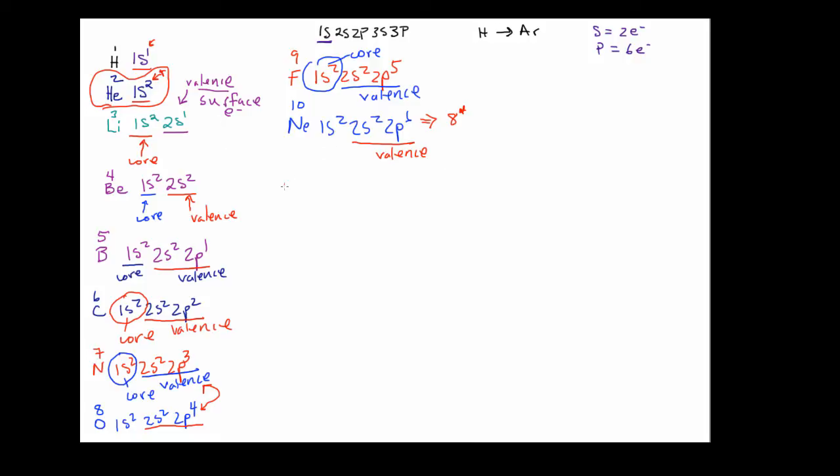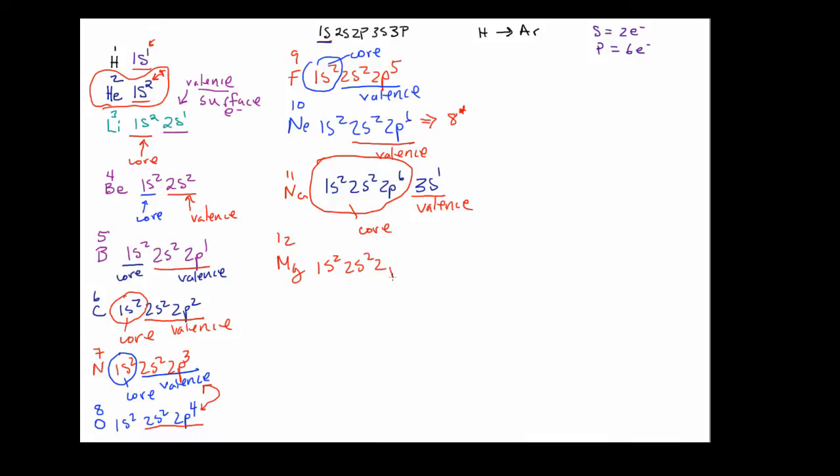All right, now from neon we move to sodium. We're now in period 3, moving towards argon. And what we're going to have here will be 1s2, 2s2, 2p6, 3s1. Okay, here's my outer valence. Okay, here's my core. All right, next element to the right, magnesium, 12. 1s2, 2s2, 2p6, 3s2. Okay, here's my outer valence. Here's my core.